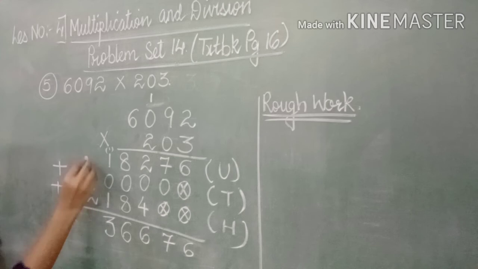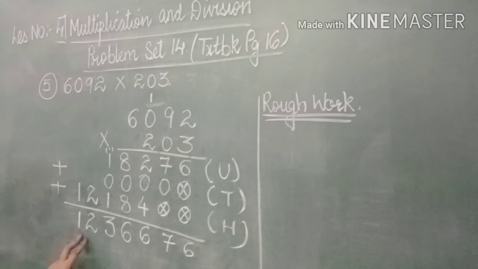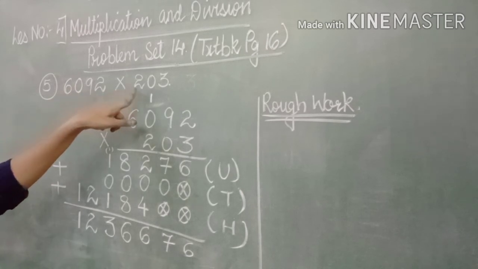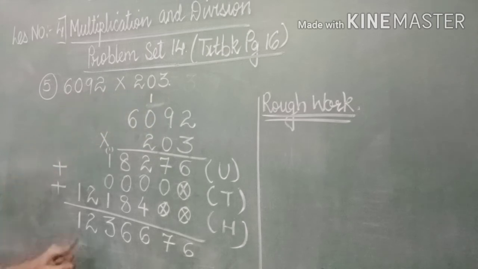Okay. Now there are no numbers over here to add. So what we are going to write? We are going to write directly, that is 1 and 2. So the answer will be 12,36,676. Now what is this? This is the final answer of the multiplication. 6092 into 203. What is the answer? The answer is 12,36,676. Right everyone? Now let's start calculating the sixth sum.